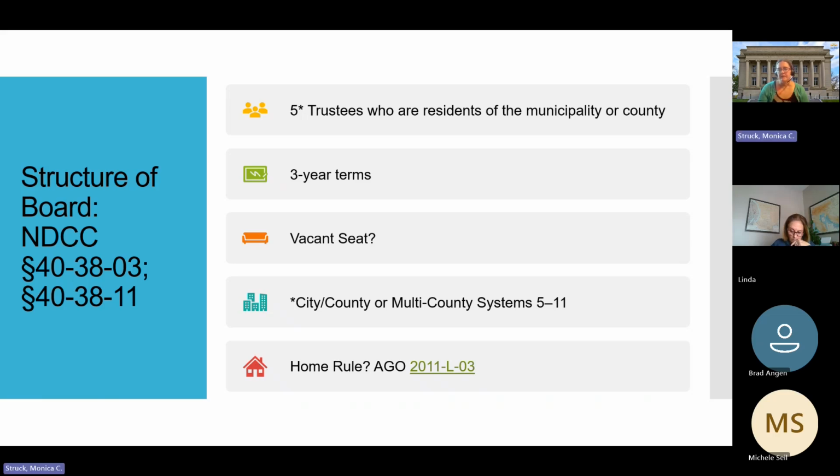The library trustees serve 3-year terms, and they can serve 2 consecutive terms before they need to take a year off. If there is a vacant seat, the governing body will appoint someone to fill the remainder term, and remainder terms do not count towards the 2-term limit.